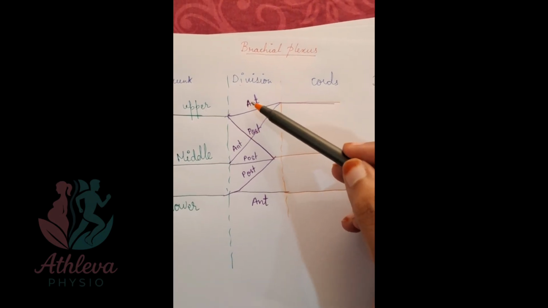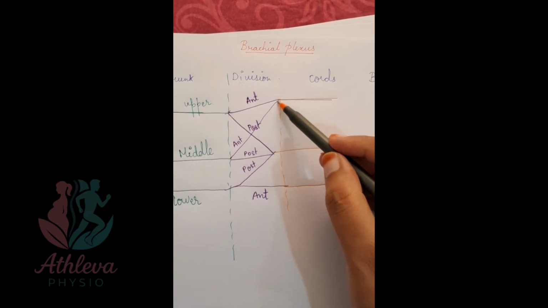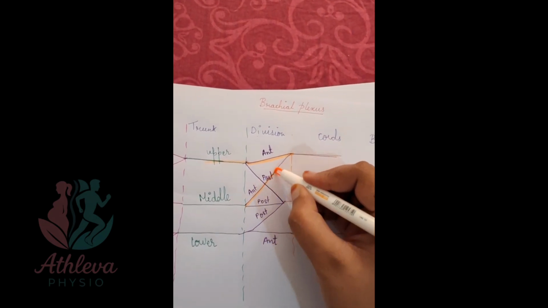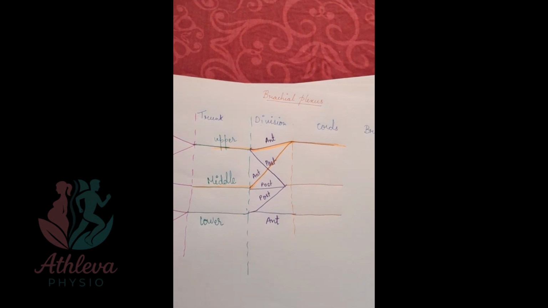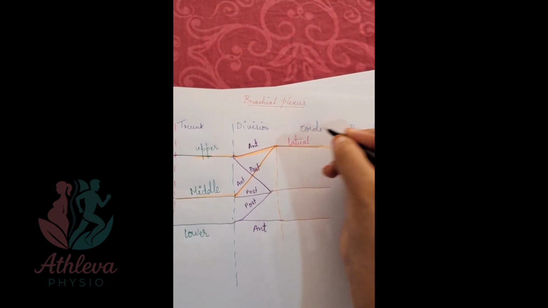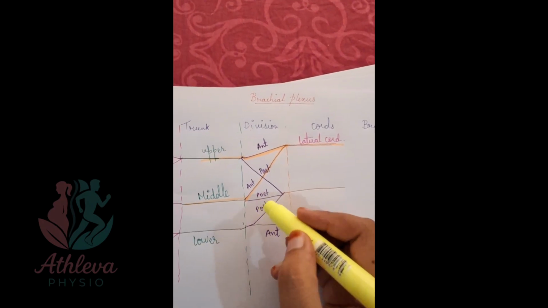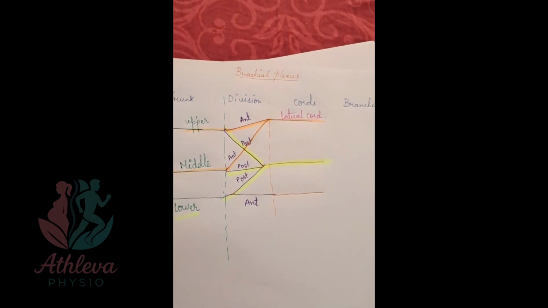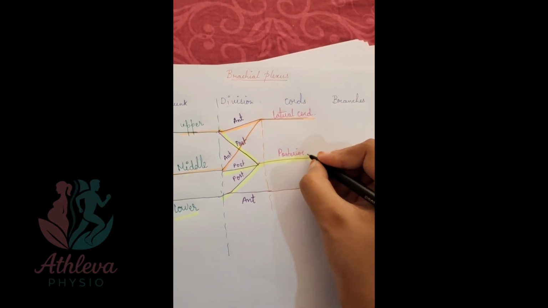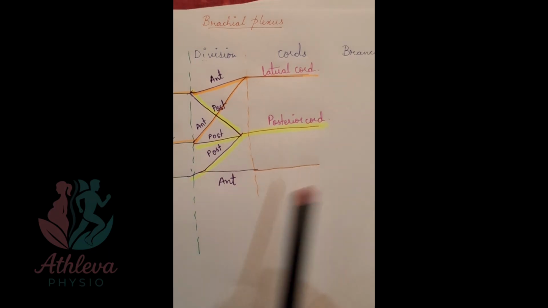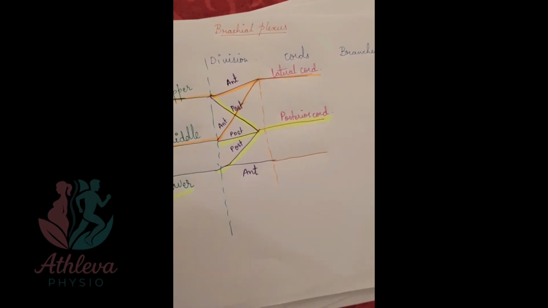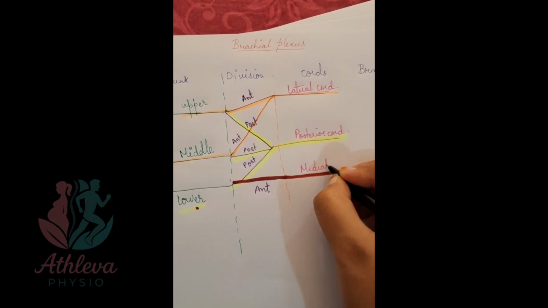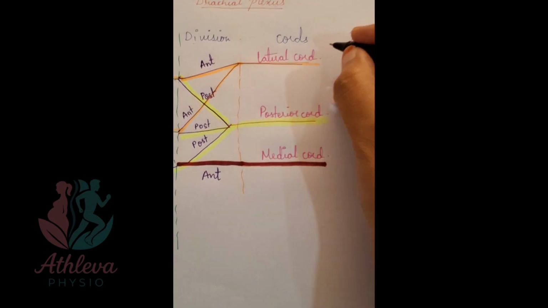Now starting with the cords. The anterior division of the upper trunk and the anterior division of the middle trunk will form a cord called the lateral cord. Next, the posterior divisions of all the trunks will form a cord called the posterior cord. Next, the anterior division of the lower trunk will form a cord called the medial cord. We'll draw a partition.